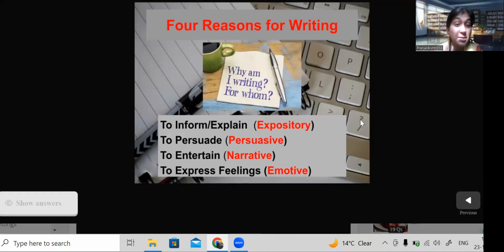Now, four reasons for writing: to inform, explain, that is expository; to persuade, that is persuasive. Now to entertain, that is your narrative; and to express feelings, that is emotive. Okay. Let's get into more depth.